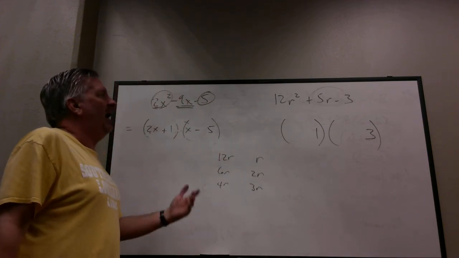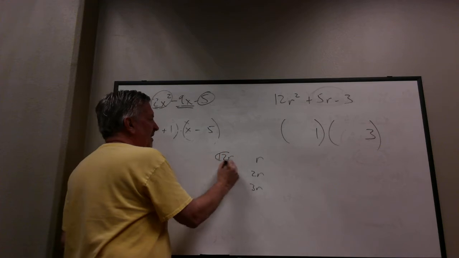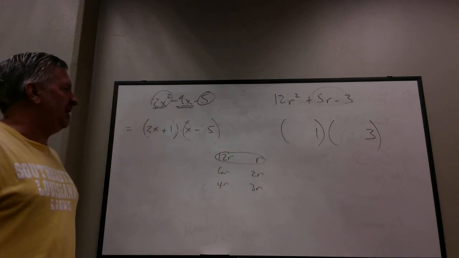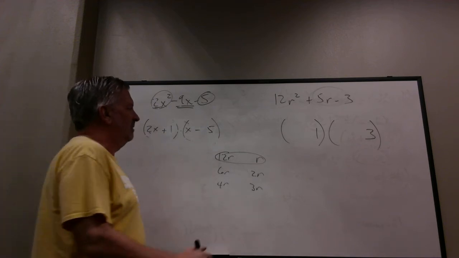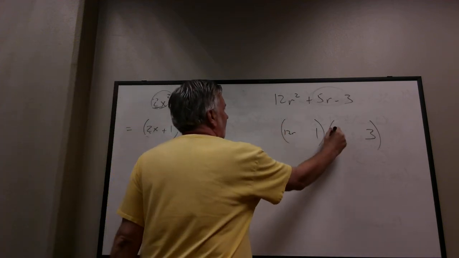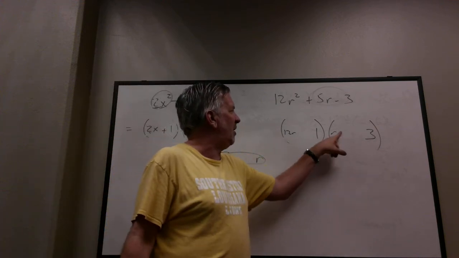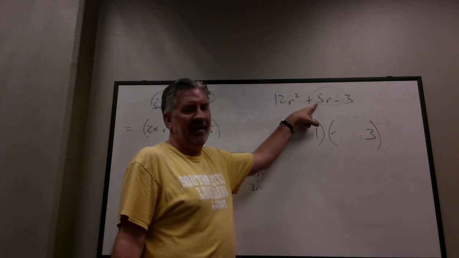Now, I personally try to avoid the extreme situation. I'm not saying that never works, but the numbers tend to get too big. For example, if I put a 12r here and an r here, what are you going to get when you do the outside and the inside? I'm going to get a 36r and a 1r. You're not going to get a 5 out of that.